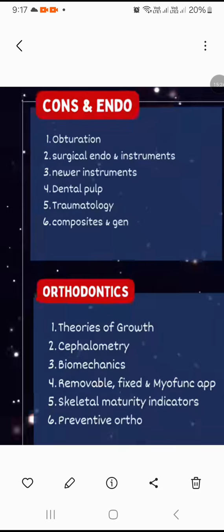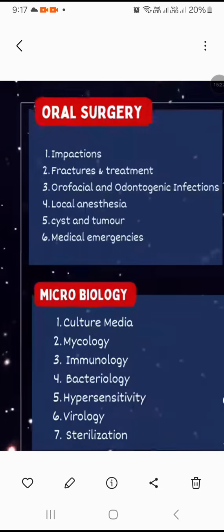Okay, and preventive orthodontics. Now coming on to surgery, important topics are impactions, fractures and the treatment, orofacial and odontogenic infections, LA, again LA is repeating, cyst and tumor, medical emergencies. So some topics are always repeating in different subjects, so you have to combine and just revise. The very best method is you take your standard textbooks, go through the textbooks, mainly the tables and pictures. Okay, microbiology: culture media, mycology, immunology, bacteriology, hypersensitivity, virology and sterilization.